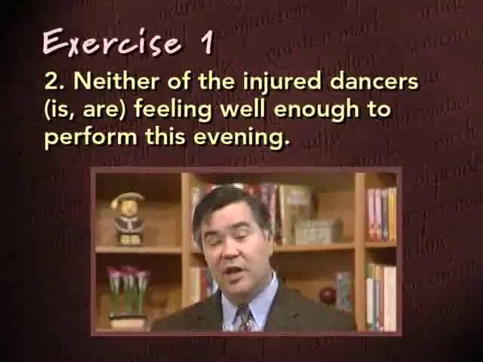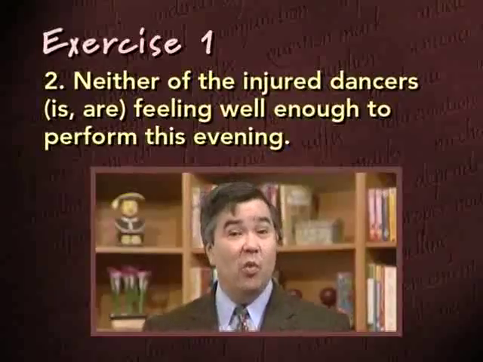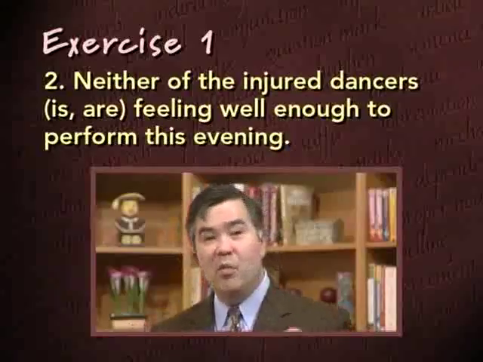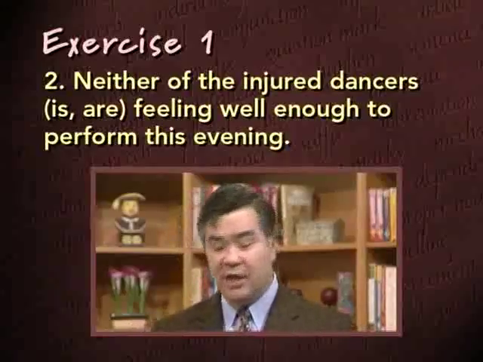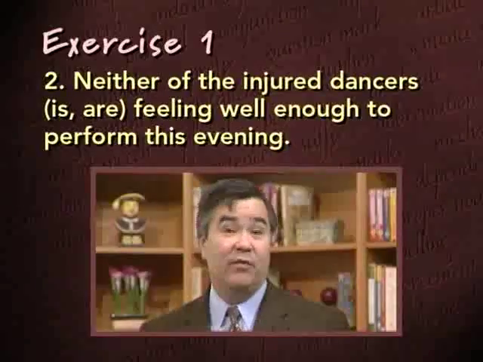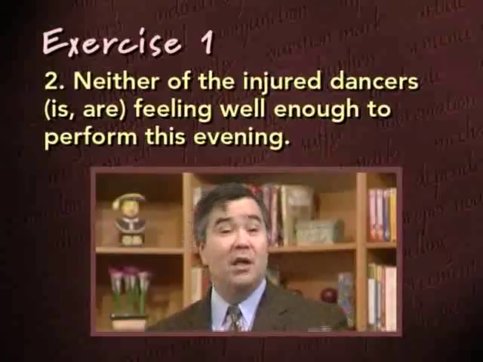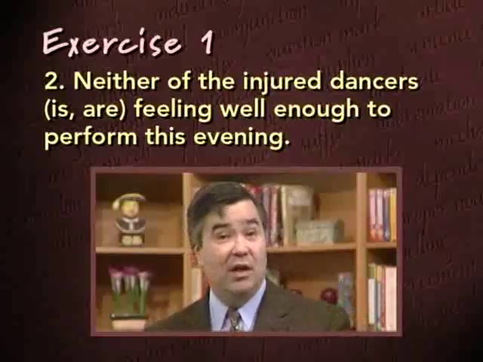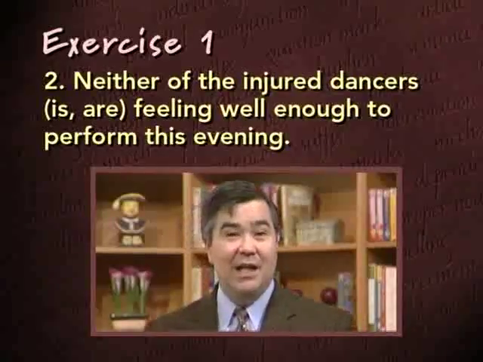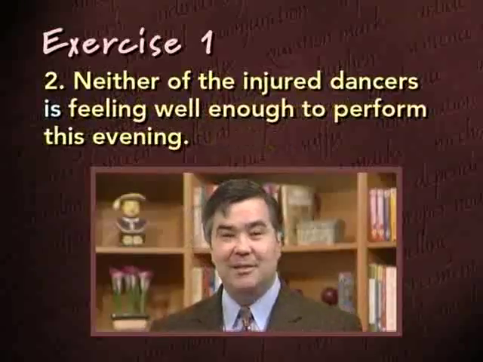And in fact, if you think about how the pronoun is being used, you can see that it refers to one person. When we say neither of the dancers, we mean each one of them, one at a time. We're considering that each of them individually is not feeling well enough to perform this evening. Since we're talking about each of the dancers one at a time, it should be considered singular. And the pronoun neither is singular grammatically, and that's why the singular verb is would be correct in this sentence.